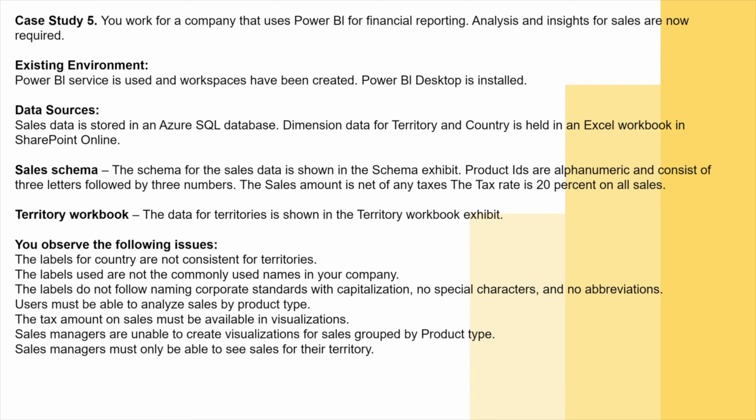So what are the observations in terms of issues? You observe that labels for country are not consistent for territories. The labels used are not commonly used names in your company. The labels do not follow corporate naming standards with capitalization, no special characters and no abbreviations. Users must be able to analyze sales report by product type. The tax amount on sales must be available in visualizations. Sales managers are unable to create visualizations for sales grouped by product type. Sales managers must only be able to see sales for their territory.